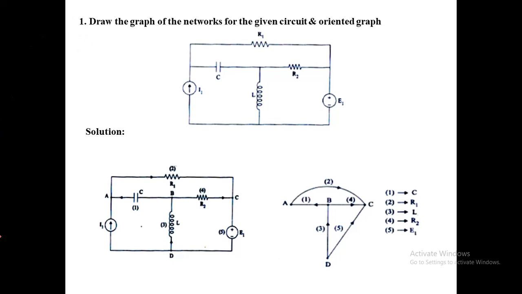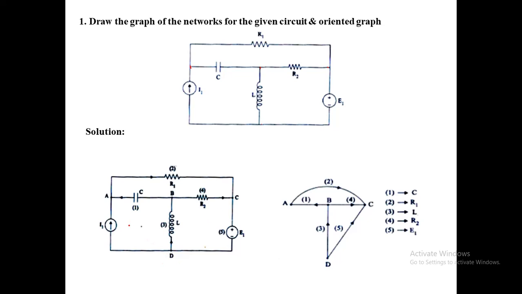Let's see the problems. First problem. Draw the graph of the network for the given circuit and oriented graph. We have to draw the graph of this circuit. For that, first, we have to mark the nodes of the circuit. This is node A, this is node B, this is node C, this is node D.